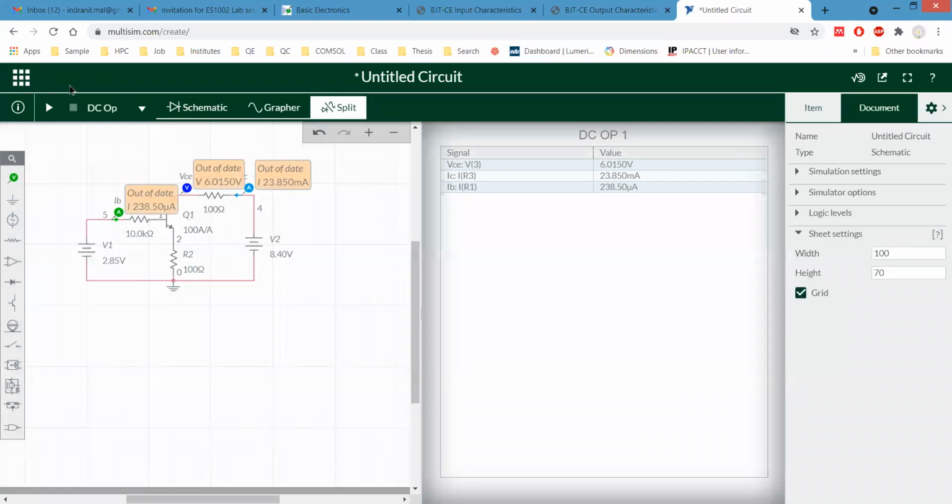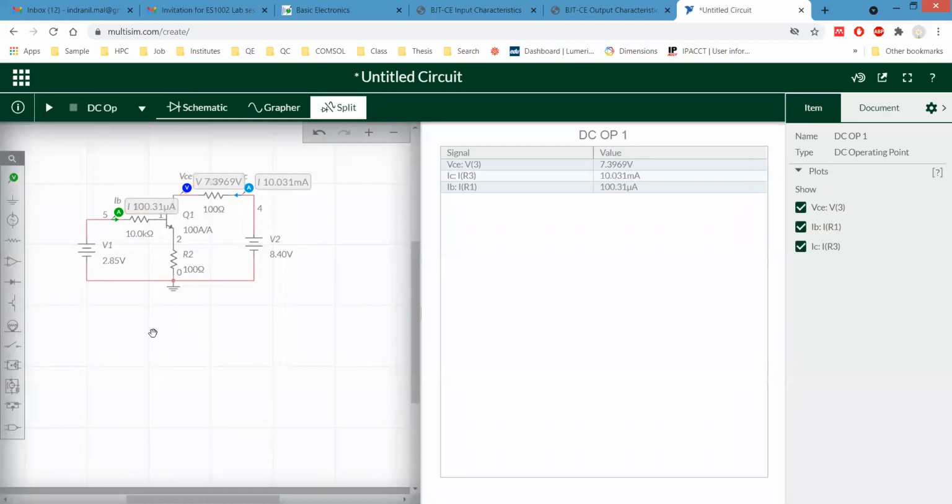Sir, are you taking more, sir? Sorry? Are you considering another set? Yeah, we are considering another set. It is 100 microampere value. We are running out of time. Please hurry up this time.